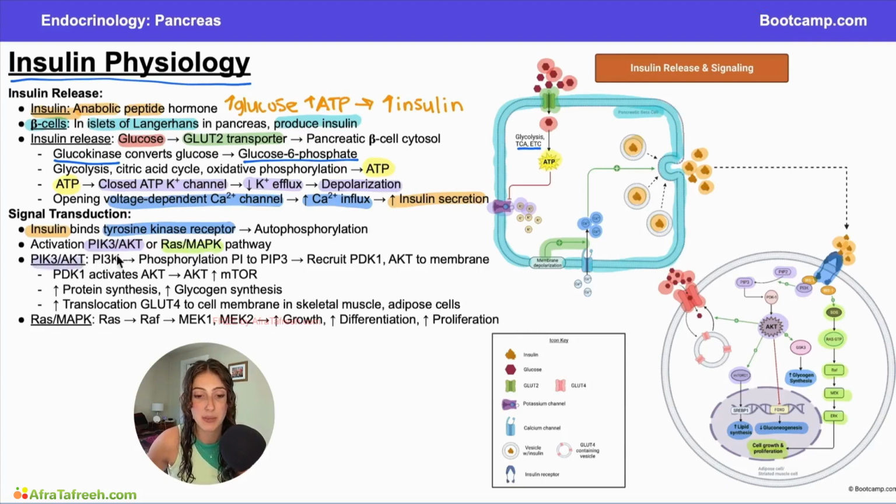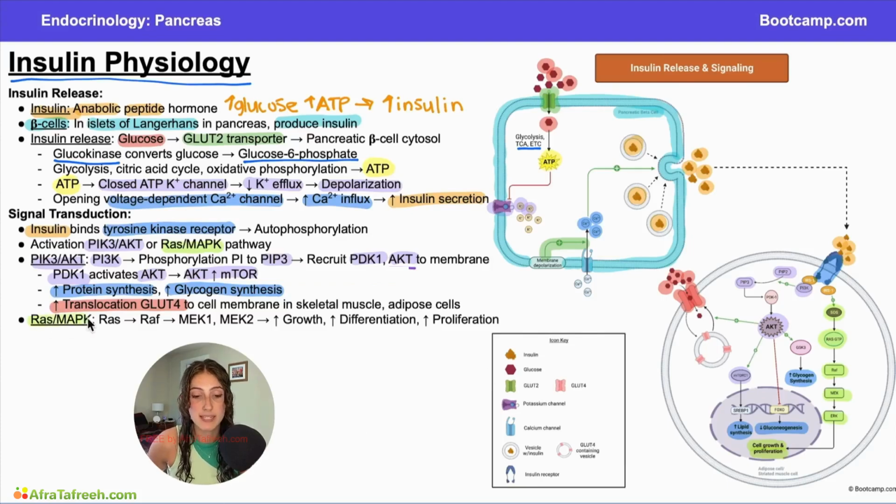In the PIK3 or ACT pathway, first you have PIK3, which will phosphorylate PI to PIP3. This is going to recruit PDK1 and ACT. ACT is an important molecule in this pathway and definitely one that's worth remembering. PDK1 is what is going to activate ACT, and then ACT has several jobs, one of which is increasing levels of mTOR within your cell. Additionally, this pathway is responsible for several other of insulin's downstream effects: increasing protein synthesis, increasing glycogen synthesis, and increased translocation of GLUT4 to our cell membrane in skeletal muscle and adipose cells. This again is going to facilitate increased entrance of glucose into these cells for use.